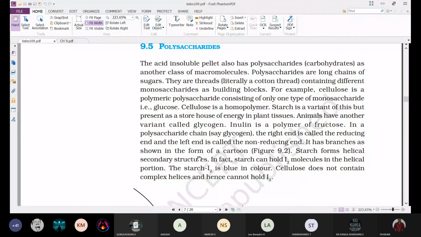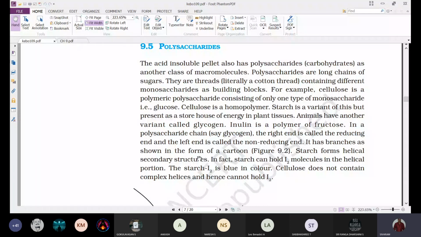tetrasaccharide, pentasaccharide, hexasaccharide, heptasaccharide, octasaccharide, nonasaccharide, and finally, if 10 or more are present, we call it oligosaccharides, up to 20. And beyond that, we call it polysaccharides.